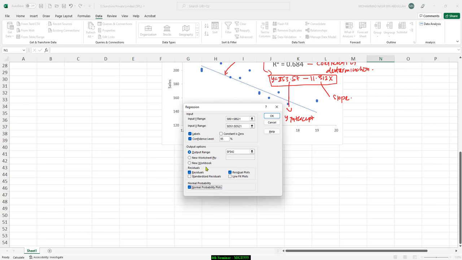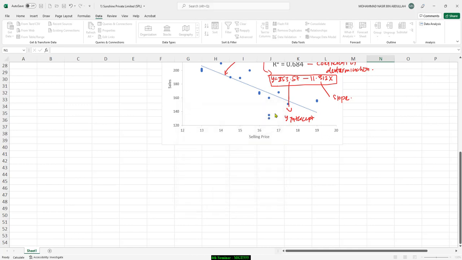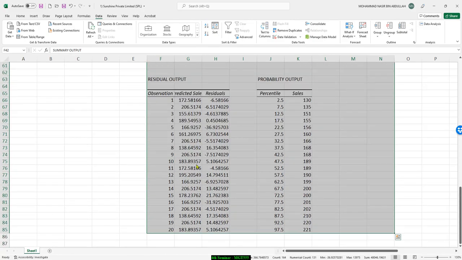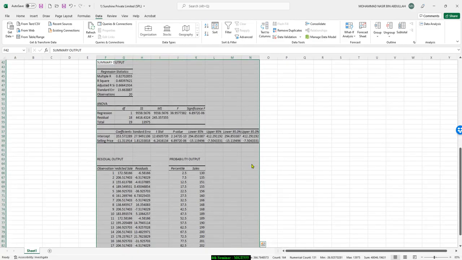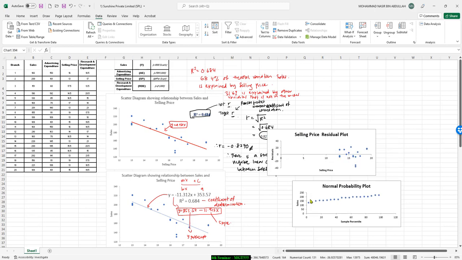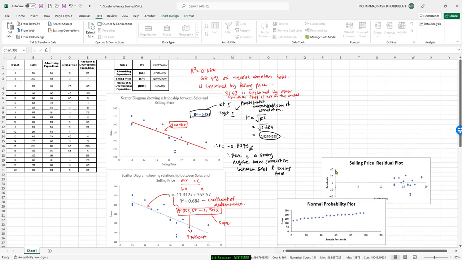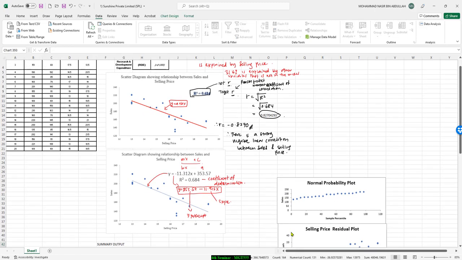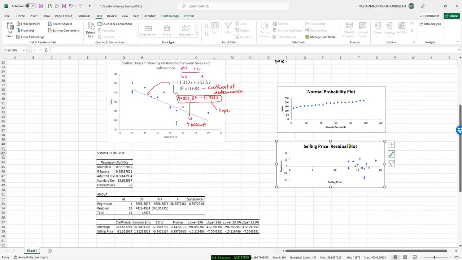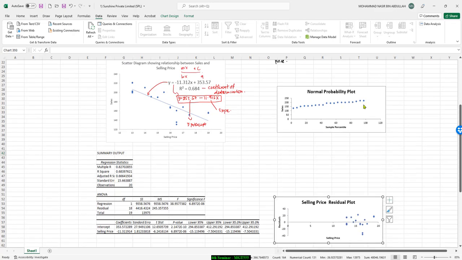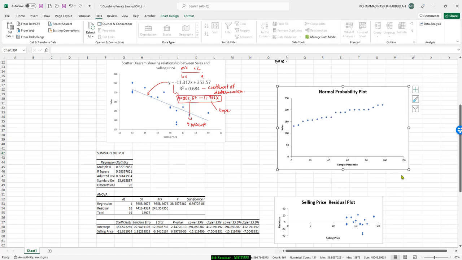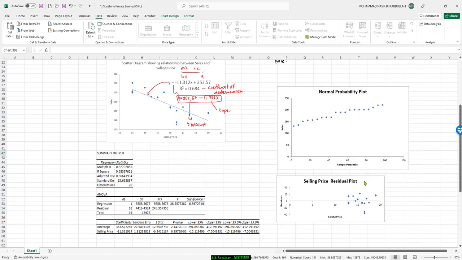Semua dah ikut? Dah doktor. Right, good. And then click OK. So dia akan keluar result dekat sini lah, right? So kalau kita tengok mana result, this is a plot yang dia bagi, right? This is also another plot. Right, so let me make it bigger, the plot, so we can see the bigger picture.